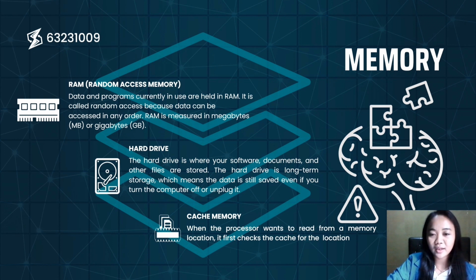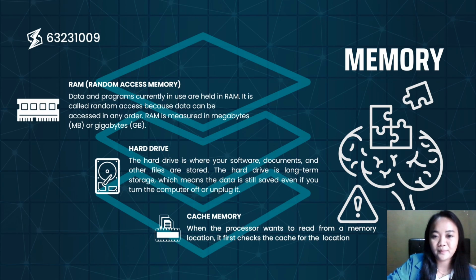Cache memory. When the processor wants to read from a memory, it first checks the cache for that location. If the location is in the cache, the processor can access the data without accessing main memory. The location is accessed at processor speed. This is called a cache hit. If the location is not in the cache, the main memory must be accessed at a slower speed, and this is called a cache miss.